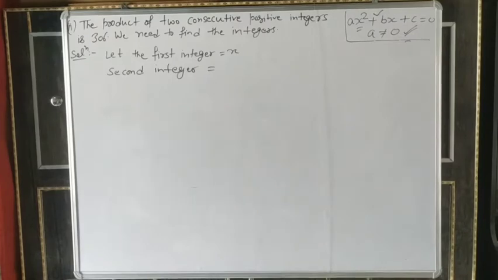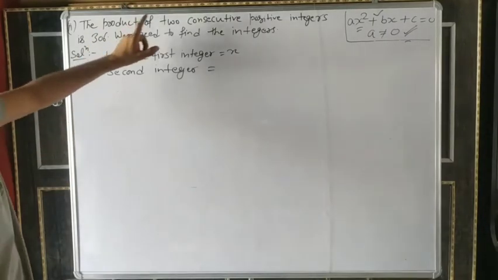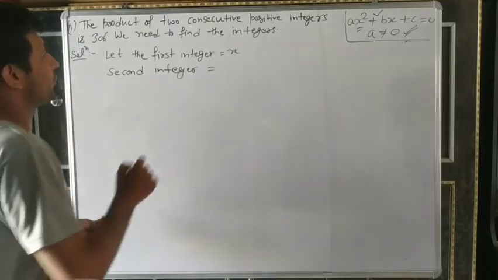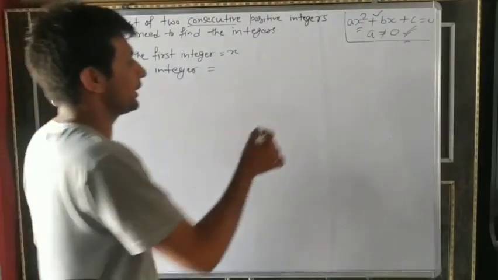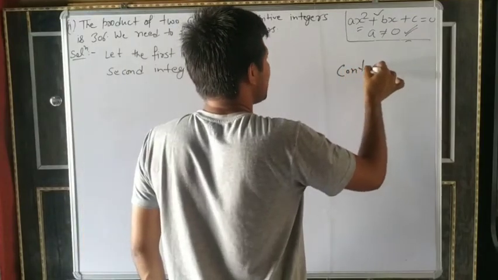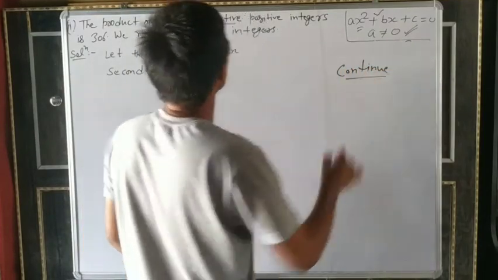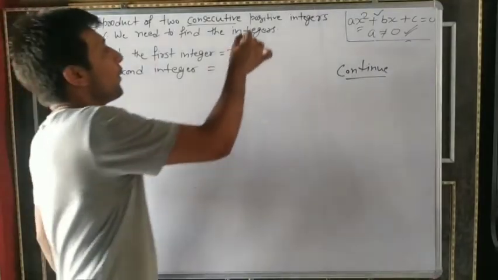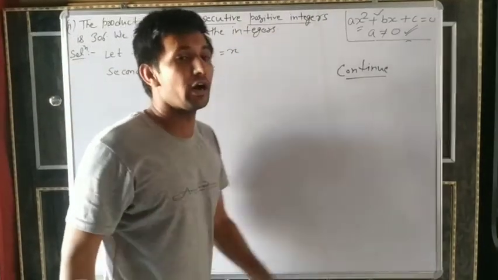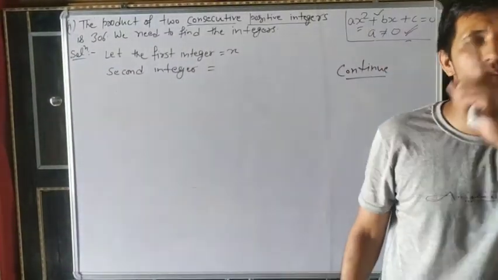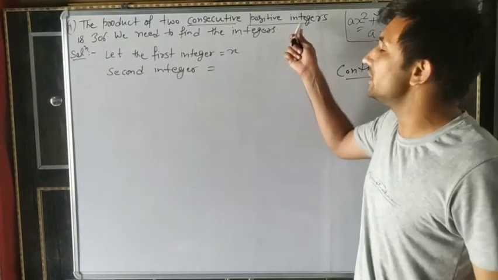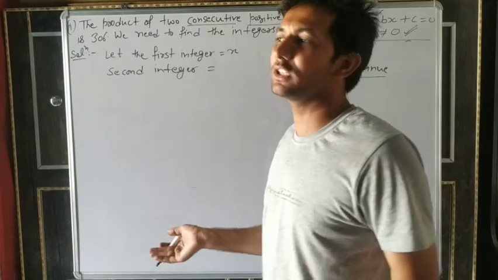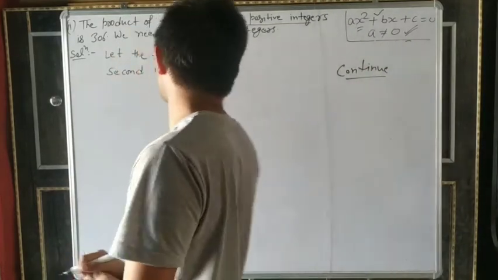Now the second part, what is given? The product of two consecutive positive integers. Consecutive means, dear, continuous numbers. Two continuous positive integers. Everything I told you in 7th class, we will use in 10th class. If you know what an integer is, then you can solve this question. Otherwise you will face problems.